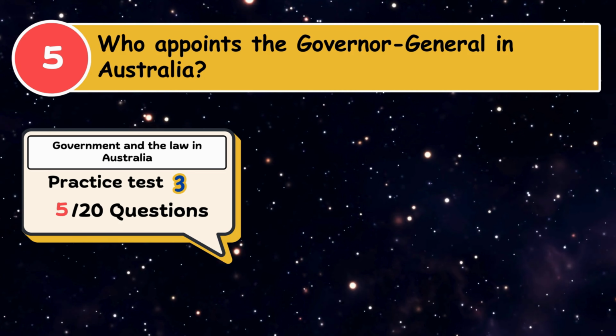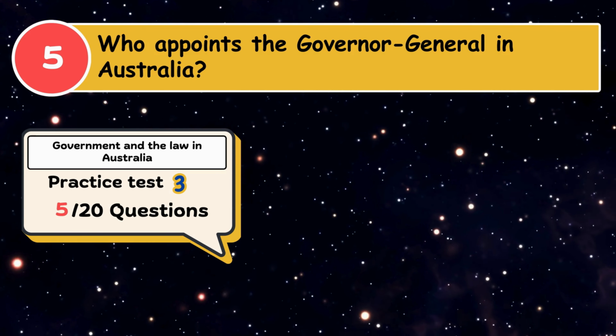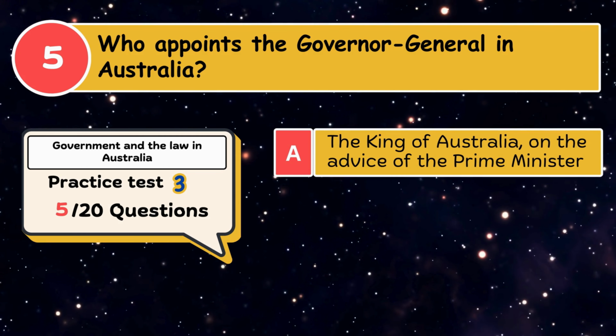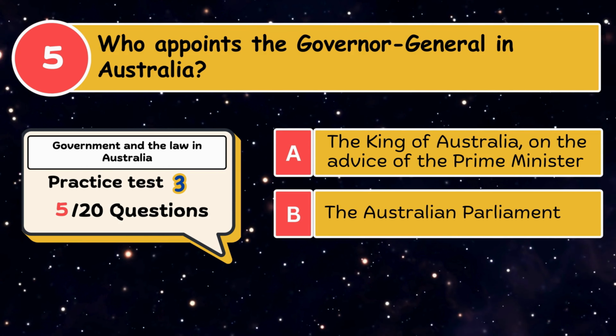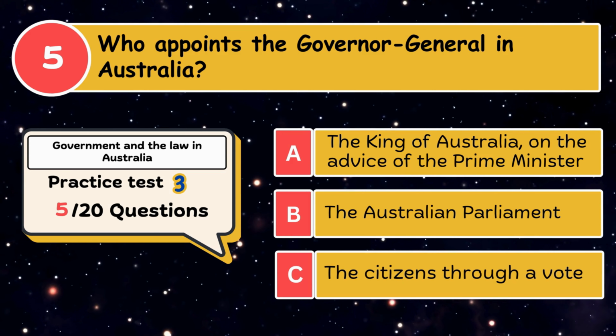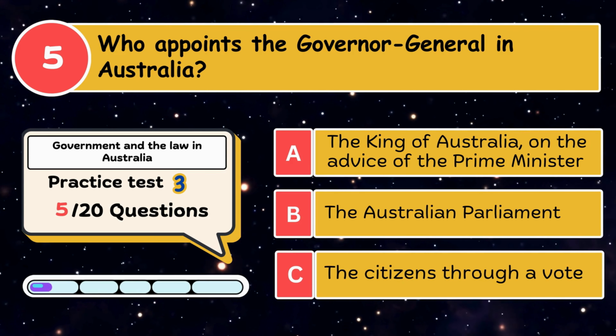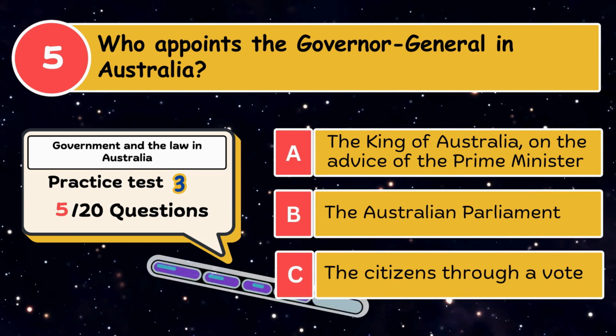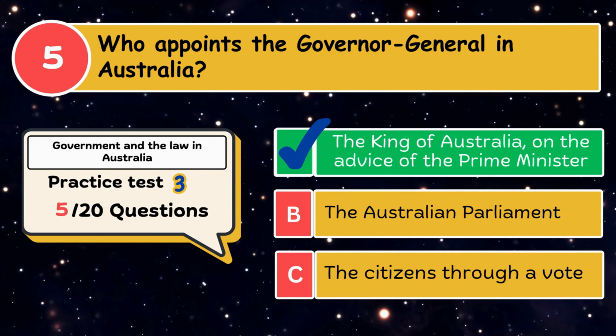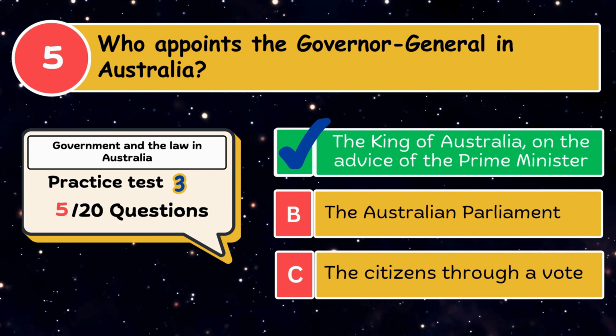Who appoints the Governor-General in Australia? A. The King of Australia, on the advice of the Prime Minister. B. The Australian Parliament. C. The citizens through a vote. The correct answer is the King of Australia, on the advice of the Prime Minister.